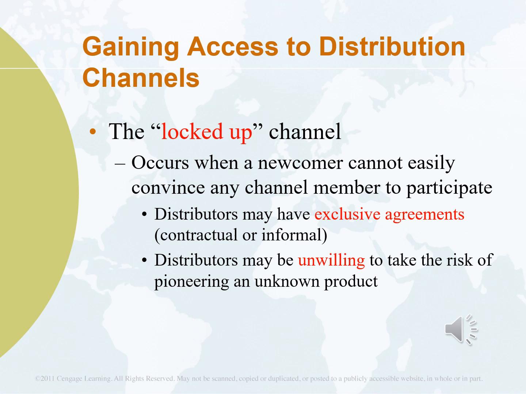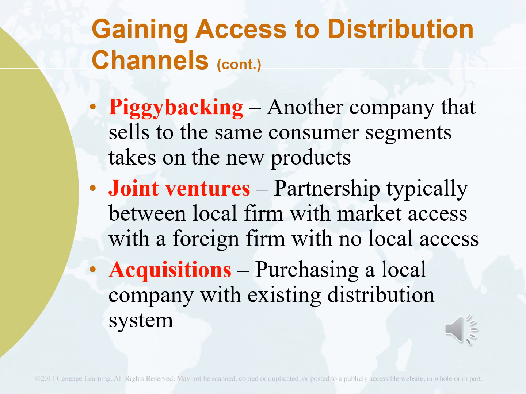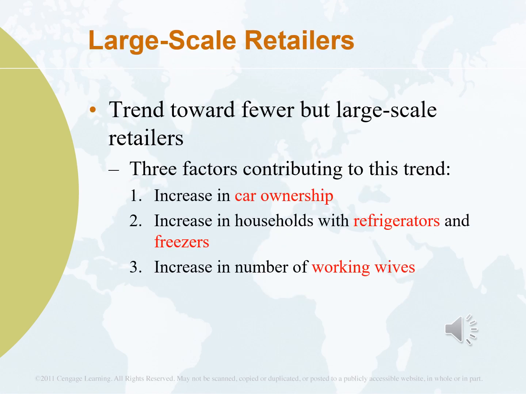Now, what do you do if the channel is locked up? There are three strategies: piggybacking, joint ventures, and acquisitions. You should know that. Then we talked about large-scale retailers, because of car ownership, refrigerators, and working wives.